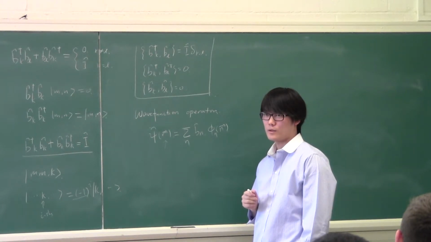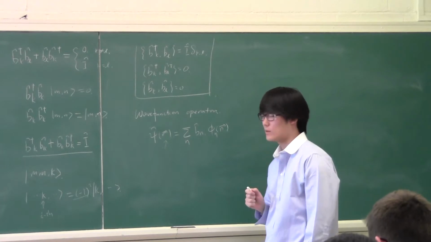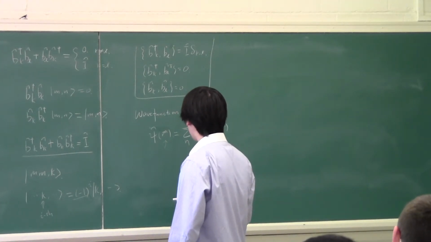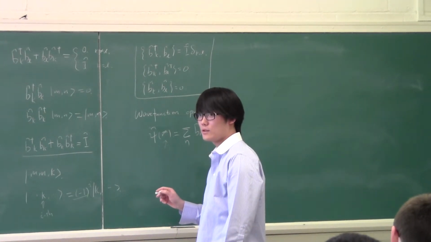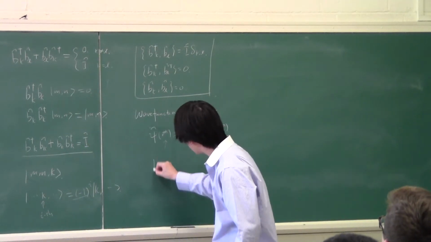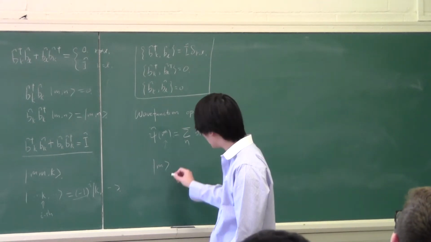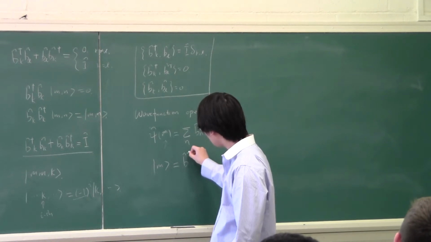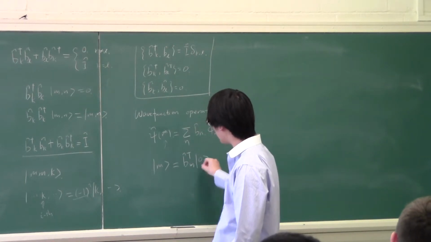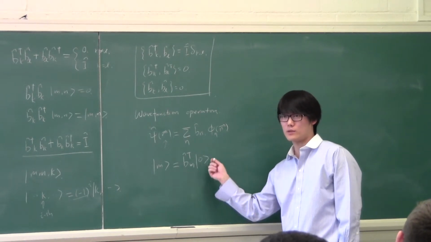I'm going to tell you that it's going to detect if there's a particle at that position, and it's going to pick out the wave function of the particle. Let me show you that by operating this on a one particle state, written in the Fock representation. Let's say the state is m. In terms of creation operators, this is b dagger m operating on the vacuum state. By now, you should understand the concept of the vacuum state.